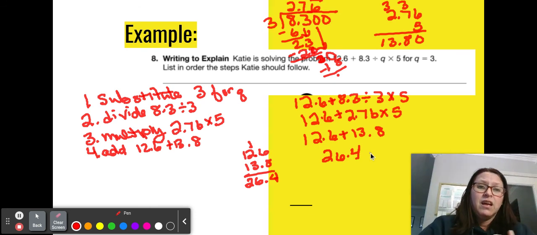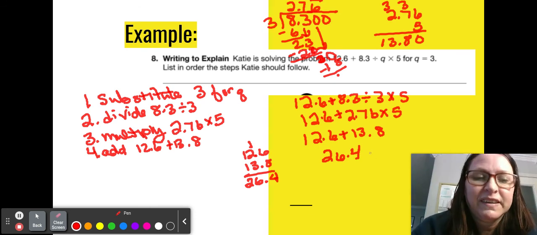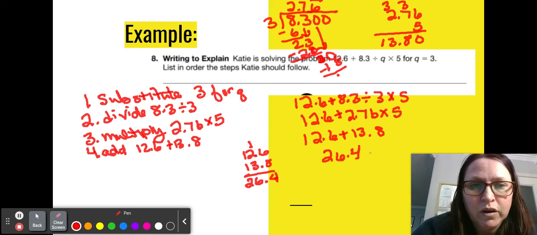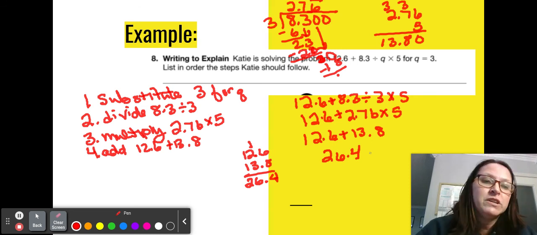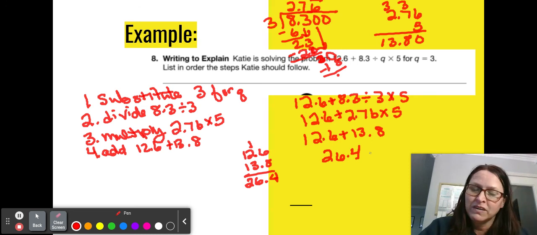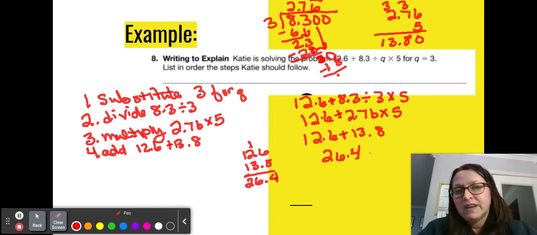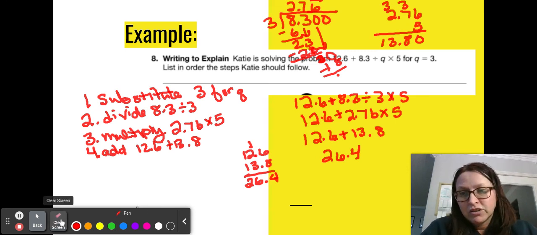26.4. This problem was here because a lot of kids still struggle with the order of operations, and they want you to think about the order of operations when you're solving any mathematical problem. But these are the steps, and as I showed you, they do work.